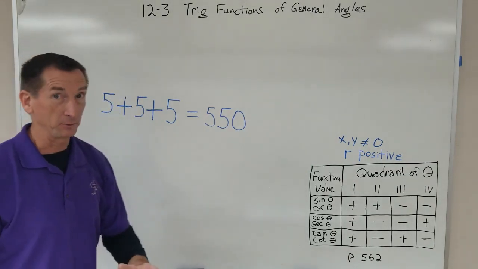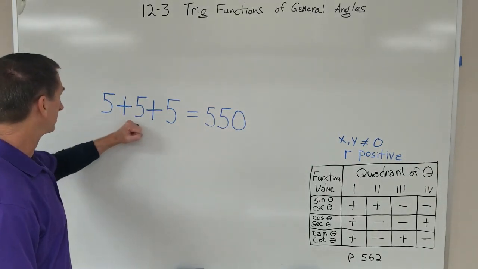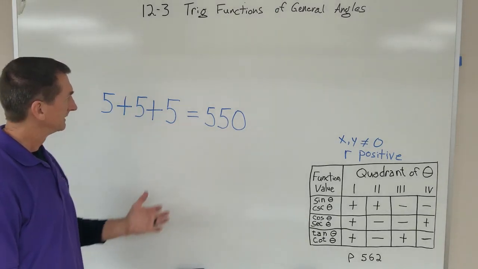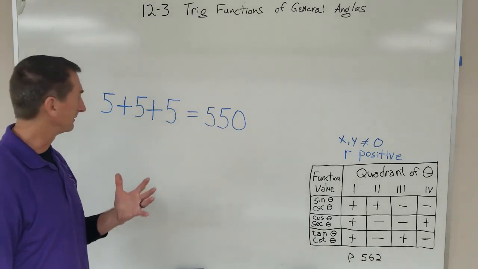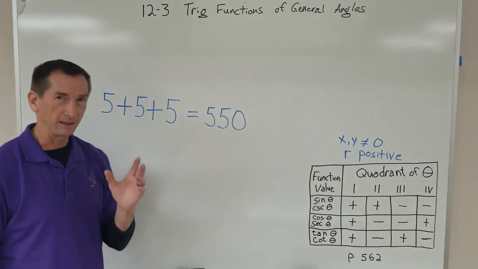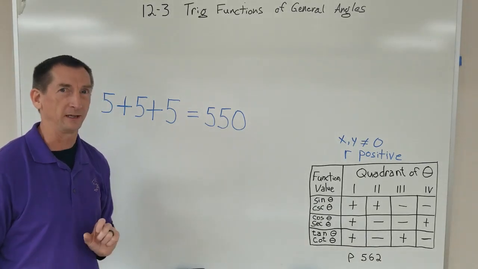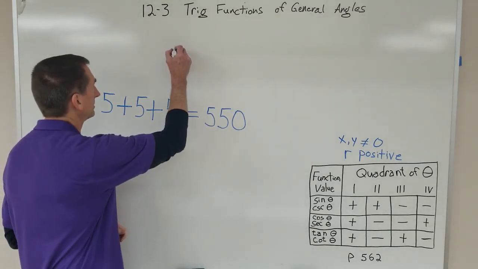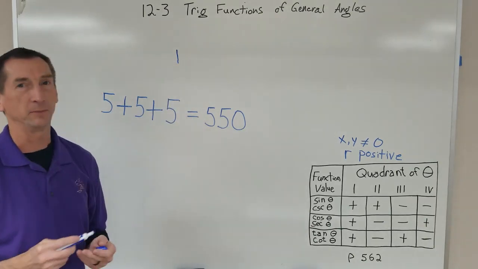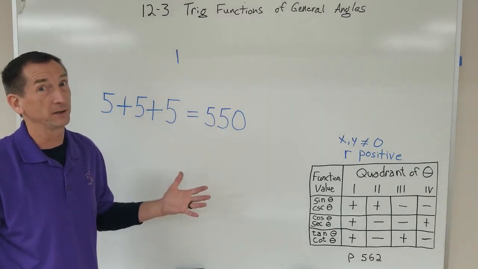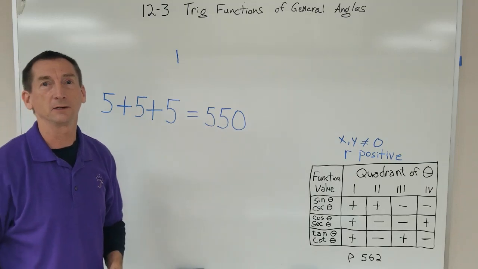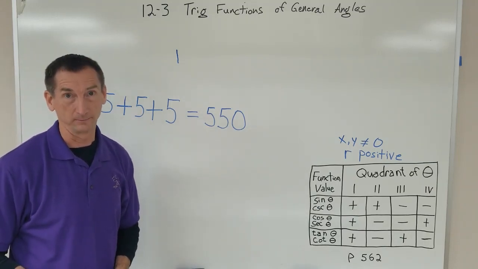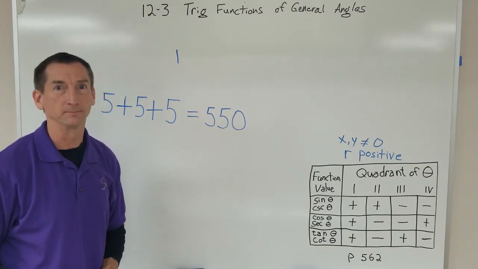I've got a very old math joke for you. 5 plus 5 plus 5 equals 550. Thinking that probably doesn't look quite right, but the problem is I left off one little line. Can you figure out where the little line goes? It's just one little line that makes this sentence true. See if you can figure it out. I'll be back at the end of the video to point out where I made my omission. Okay, let's jump into it now.